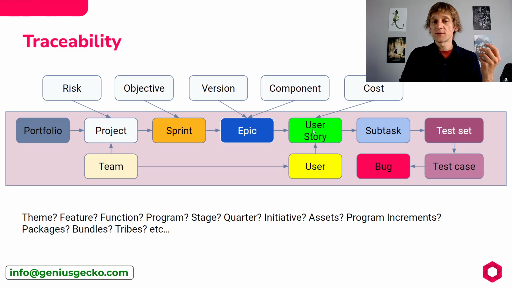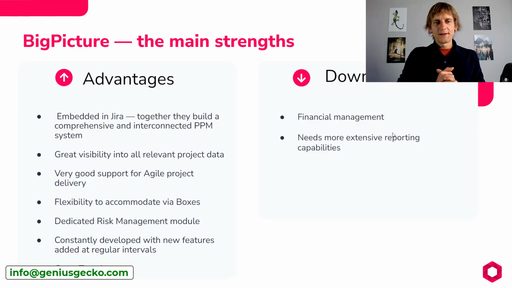Also, you create a user story, you create a subtask, you assign the subtask to the person. This person immediately gets a notification, hey, there is a task assigned to you. You can go into Jira and start working on it. And it's flawless. It's flawless. I love it. Anyway, BigPicture, the main strengths, advantages, and downsides.